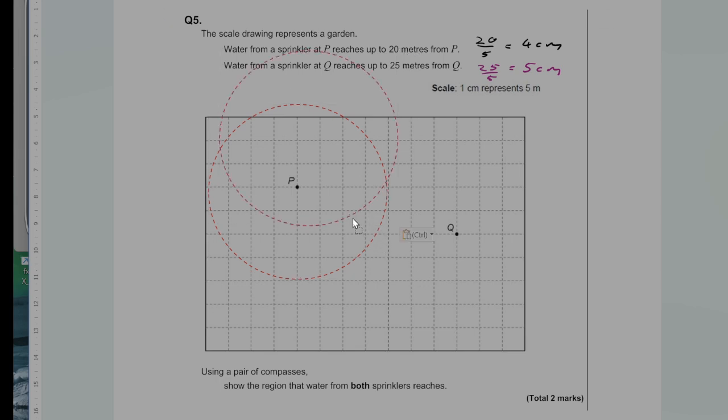And then from Q, I'm going to do a similar thing. So my compass point, I need my compass arms to be 5 centimeters apart. So they're currently 4, so I'm going to adjust that to 5, and then take this down to 5, this up to 5, and then this needs to go slightly wider. So that's going to be my second circle, just double checking my units there. So that's 5 centimeter circle there. So the region that we're after is, show the region that both sprinklers reach. So that's going to be that region there. There we go.